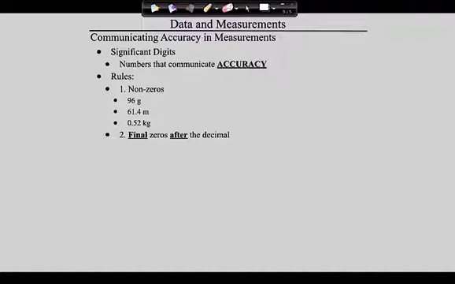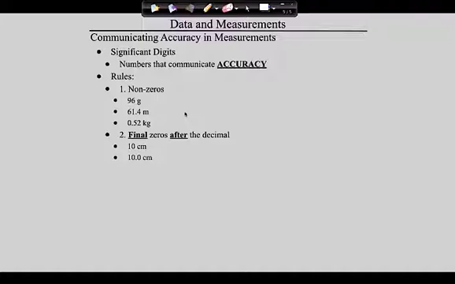So guys, let me show you some examples. It goes like this. We have the number 10. We know that the 1 is significant. What about the 0? Is it at the end? Yes. But is it after the decimal? No. So that would only be 1 significant digit. Now guys, what about this? 10.0. So check it out. Is the 1 significant? Yeah, because it's not a 0. Now guys, what about that 0? Is it a final 0 after the decimal? Is it at the end? Yes. Is it to the right of the decimal? Yes. So that 0 is significant.